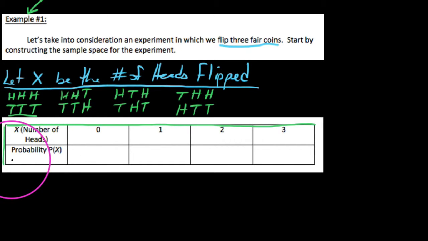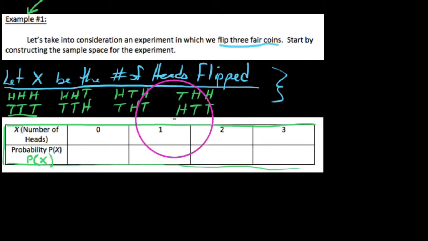In order to answer this, we're going to create a second row, and this second row right here is always the probability that this individual event actually occurs. So you'll notice here that I write x on top, but I also write p of x on the bottom. And what this is really saying is how likely it is that we're going to get this many heads. So for instance, how likely is it in the experiment we just considered that we would get no heads on the coins?